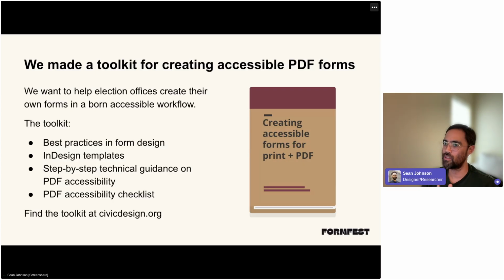The toolkit basically helps elections offices use a born accessible workflow, and it includes high-level guidance on form design, things like information design and information hierarchy, and 2 InDesign templates. There's now step-by-step technical guidance on how to do PDF accessibility, and an accessibility checklist. That just went on our website, I think, yesterday. So if you're interested in that, please check it out. It's at civicdesign.org.